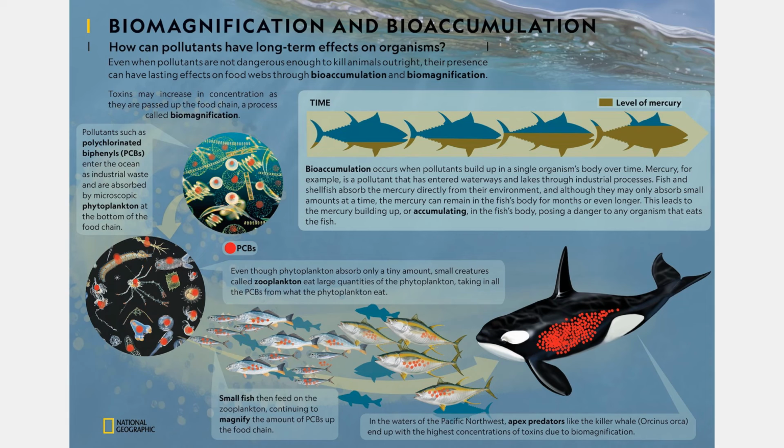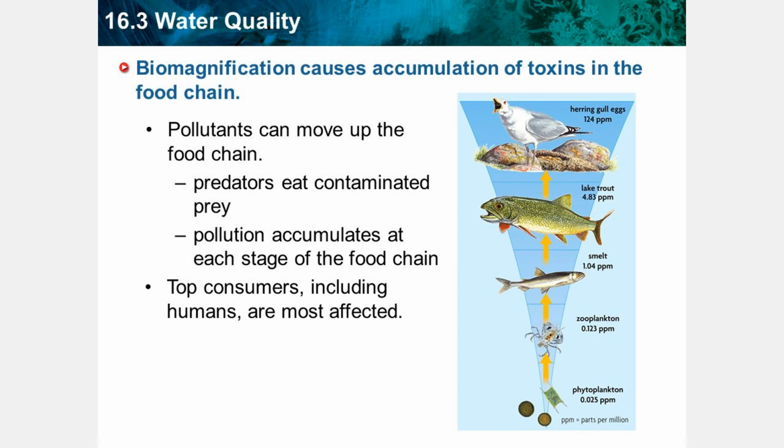And then small fish feed on the zooplankton, continuing to magnify the amount of PCB up the food chain. Right? In the waters of the Pacific Northwest, top predators like killer whales end up with the highest concentration of toxin due to biomagnification. The big fish, red dotted big fish, at the top of biomagnification. I hope you understand. Then that results in water quality issues.